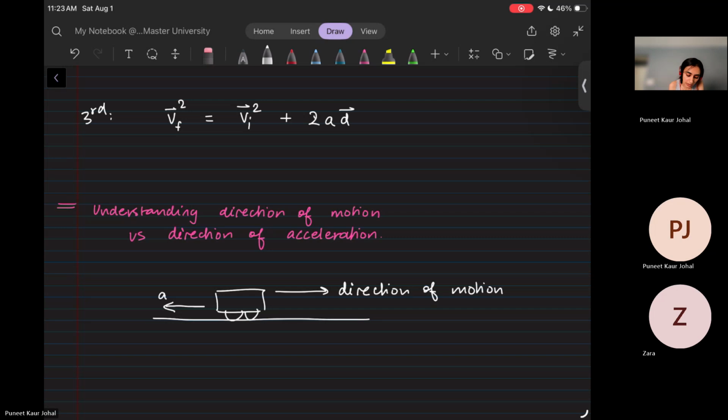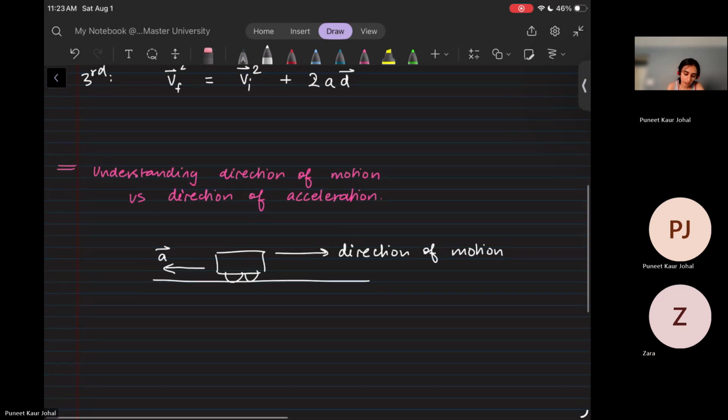So acceleration is going to act in this way. The acceleration is going to try and stop you, right? And that's when your car will come to a stop. So when you're pressing on the brake pedal, the direction of motion and the direction of acceleration are opposite. Okay, so this is when you're braking the car.